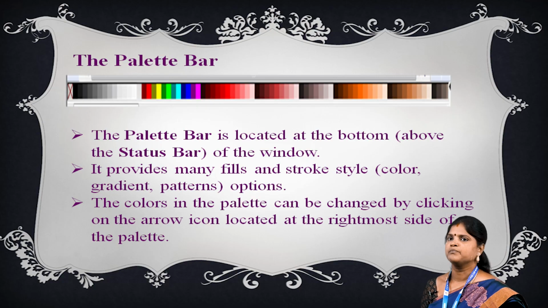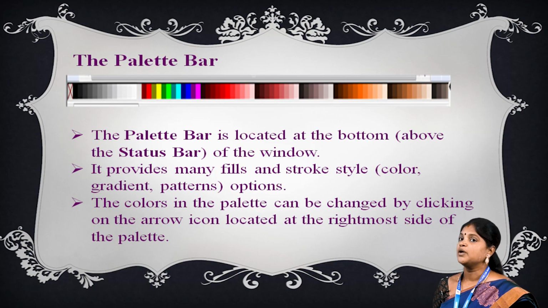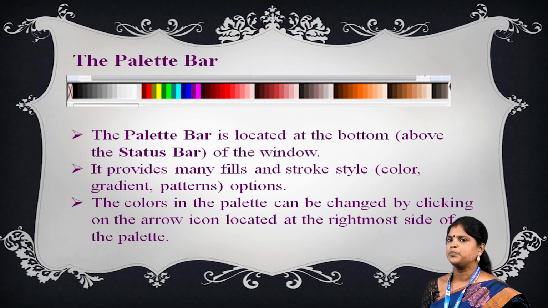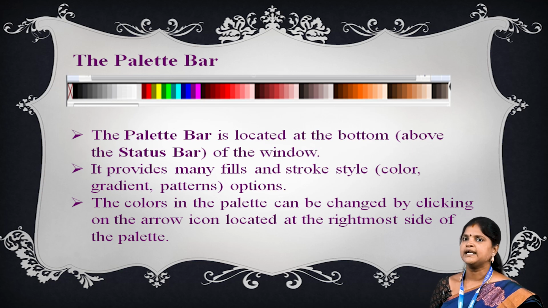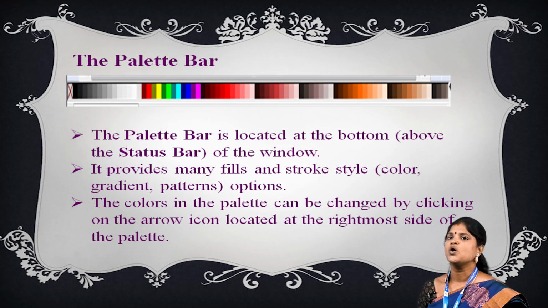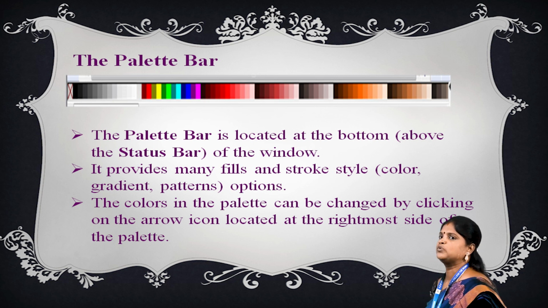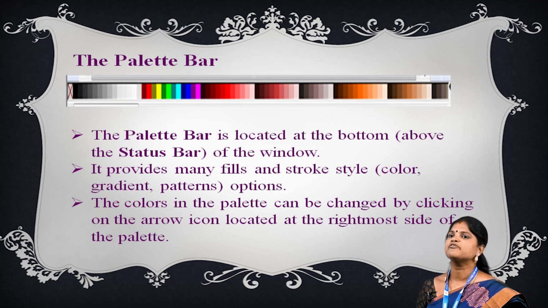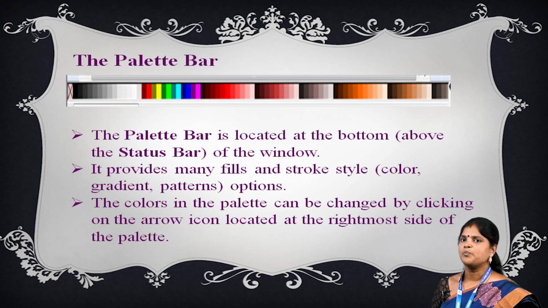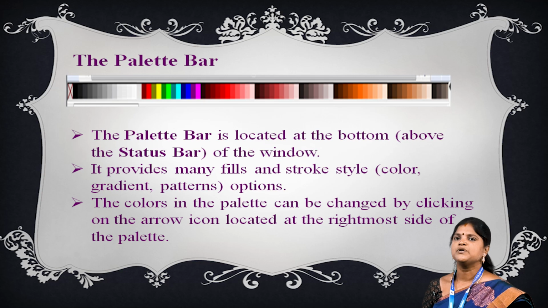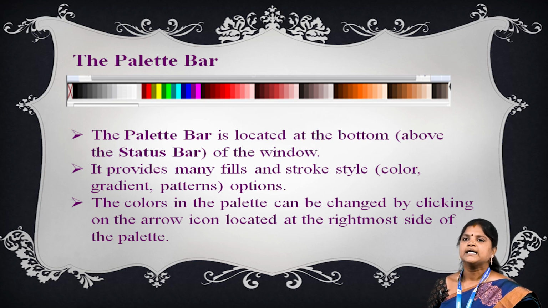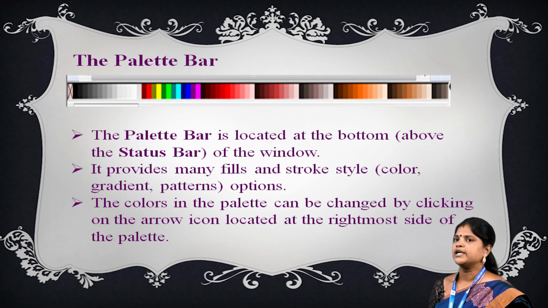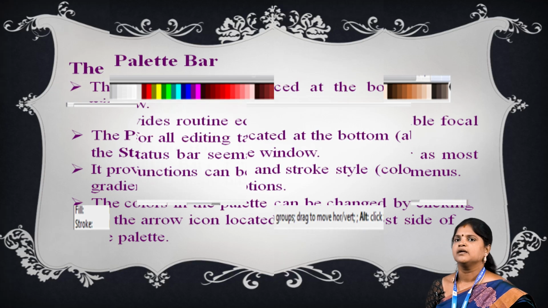Next one, palette bar. Palette bar is located on the bottom of the window. It provides many fill and stroke styles, that is color and gradient options. Also, it is a quick way to apply colors to the shapes or diagrams. Colors can be dragged from the color palette and dropped on the object to change the fill. The colors in the palette can be changed by clicking on the arrow icon located at the rightmost side of the palette.